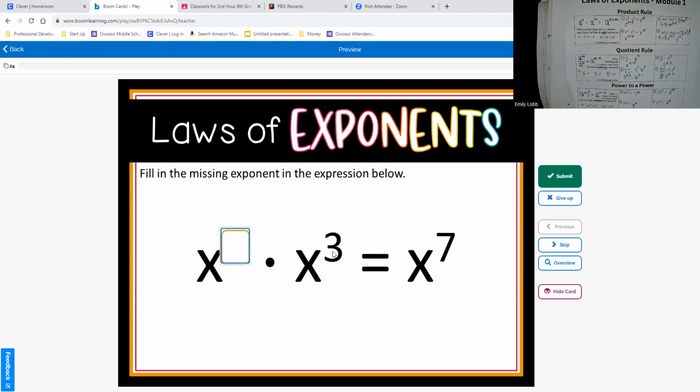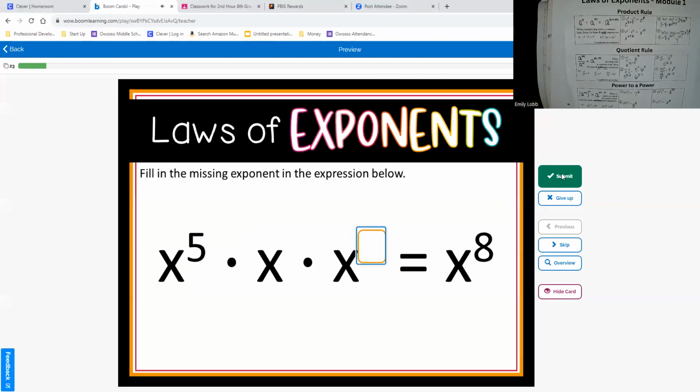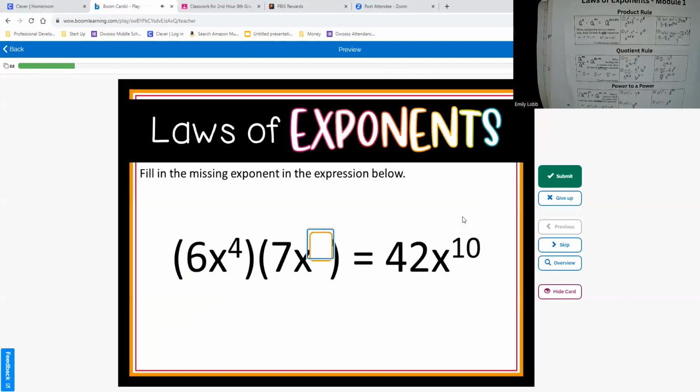So we would need to add them, right? So what do I add to 3 to make 7? 4. So this just makes sure that you know your laws, right? 5 plus 1 plus what equals 8? 3. So this would be 6. How many more? 2, right? So you got to really think through these.